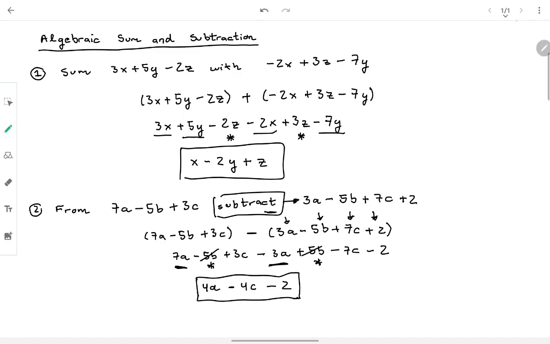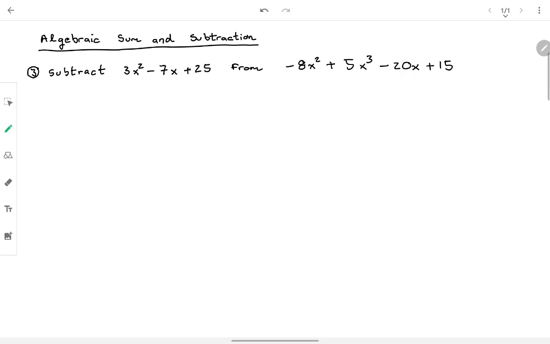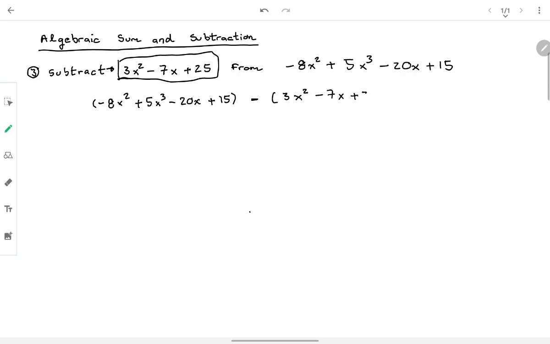Let's see another one. So in the next one, we have something like this. Subtract 3x squared minus 7x plus 25 from minus 8x squared plus 5x cubed minus 20x plus 15. In this case, remember, the word subtract will tell us which one is going to be the negative one. So it's minus 8x squared plus 5x cubed minus 20x plus 15. Subtract the other one, so it will be minus 3x squared minus 7x plus 25.